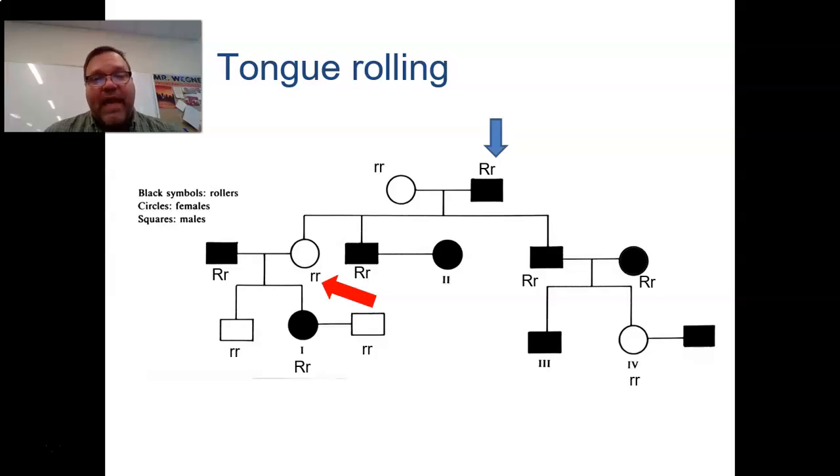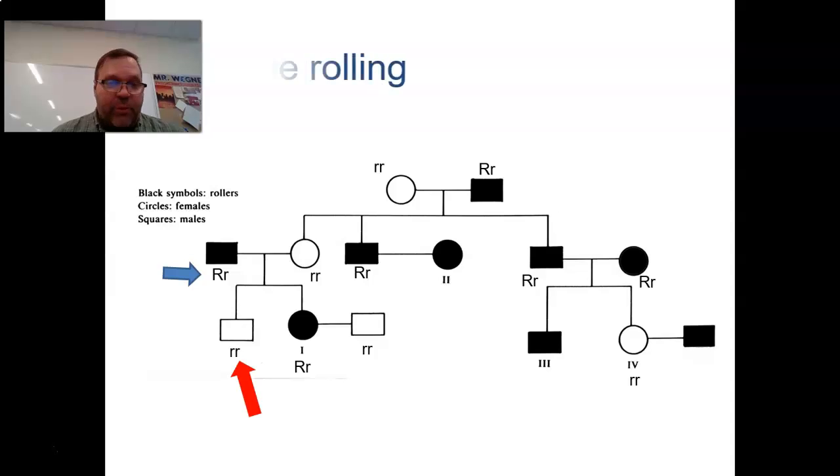But he also has to have a lowercase r, and the reason is the daughter in the next, second generation. You can see the daughter there, the first daughter, the oldest daughter, she is a non-roller. So she got a lowercase r from mom. She had to have gotten the lowercase r from dad. So dad has to be capital R, lowercase r.